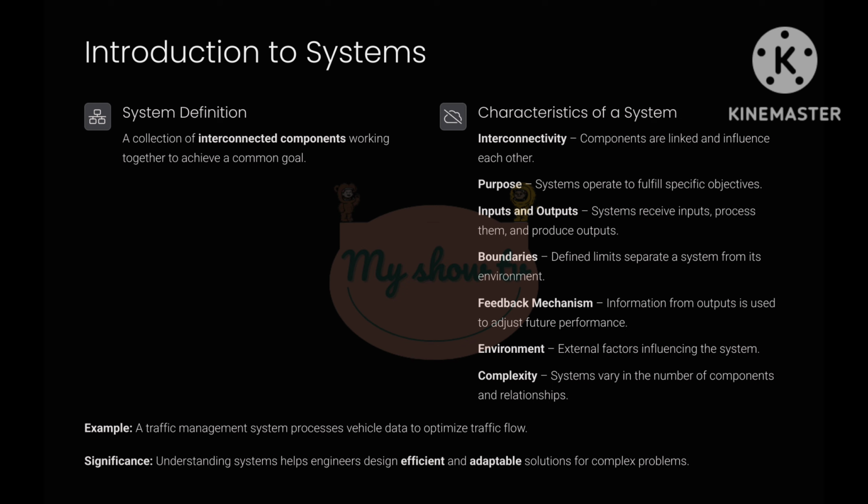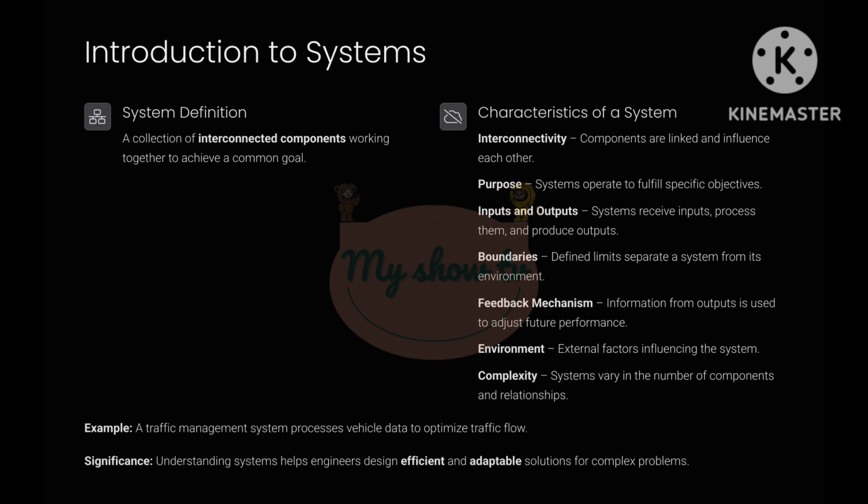Introduction to systems. A system is a collection of interconnected components that work together to achieve a specific goal. It can be as simple as a thermostat regulating temperature or as complex as a communication network. Key characteristics of systems. 1. Interconnected elements. Systems consist of multiple parts that interact with each other. Without these relationships, individual components cannot function as a system.